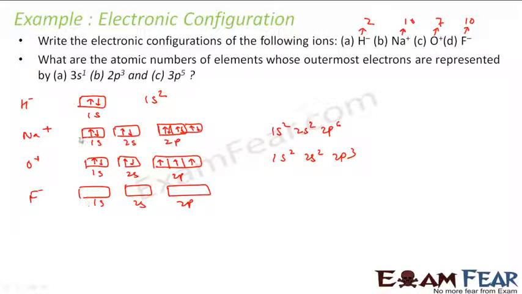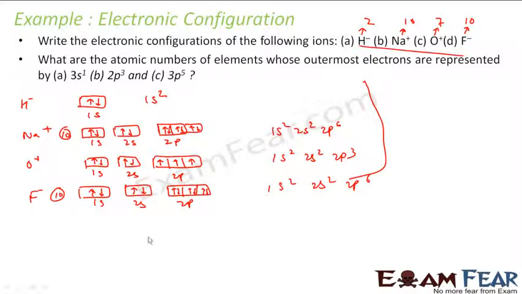If you see, this was 10 and this was 10, the electronic configuration will be all the same. I'll just show you. 10 electrons. First comes here, second comes here, third comes here, fourth comes here, fifth, sixth, seventh, 8, 9, 10. So it will be 1s2, 2s has 2 and 2p has 6. These are the electronic configurations of all these ions.